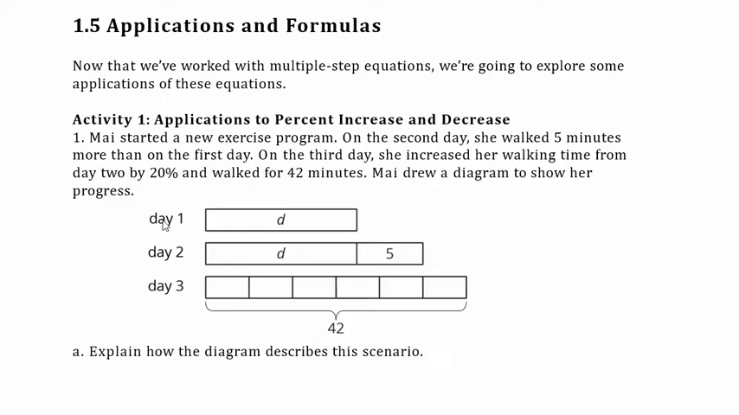So we see day 1, we don't know how far that she walked. It doesn't say here how far she walked on day 1. It does say she walked 5 minutes more. On the second day, she walked 5 minutes more than the first day. So we see that in the diagram here. Day 1 plus 5. On the third day, she increased her walking time from day 2 by 20%. So let's take a look at that and see how this tape diagram represents that fact.